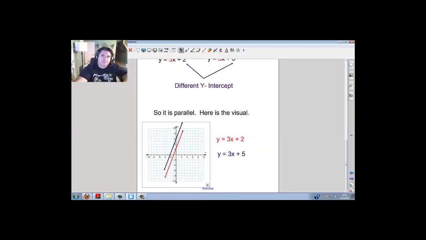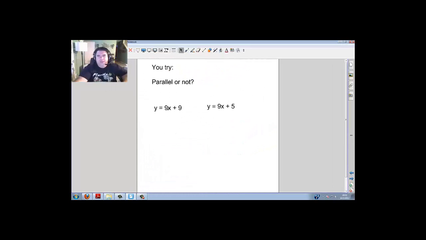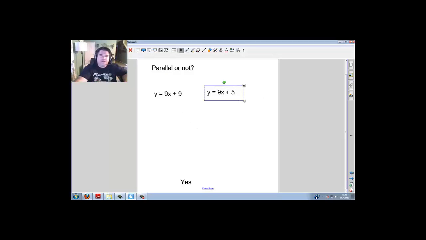All right, let's do a U-try. Simply, are they parallel? Take a look, make a guess, and I hope you guessed yes, because they have the same slope but different y-intercepts. Let's try one more. Are these two parallel? I hope you said no, because these are different numbers, -9 and +9, which do not make the same slope.